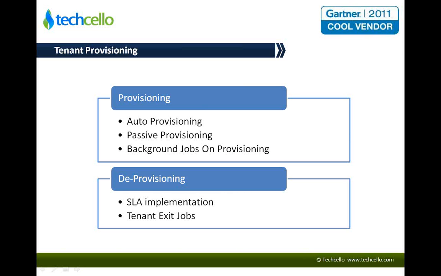And deprovisioning of the tenant, right? So once a tenant is deprovisioned, automatic jobs run according to the SLA. If you have to wipe out, take a backup of the database and then keep it in a place, all those jobs have to be triggered when you deactivate a tenant. So these two processes have to be thought through in tenant management.